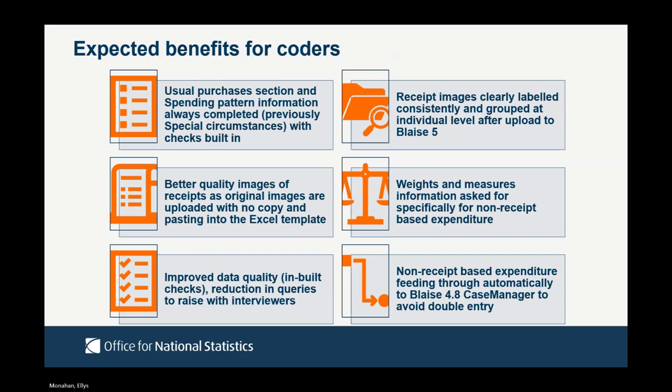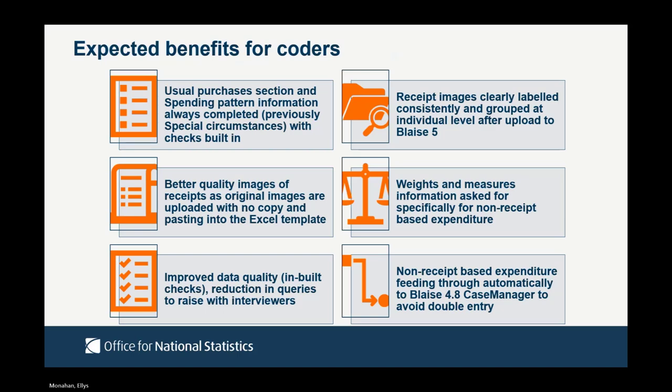So for coders, as the data comes in and they're coding all of the expenditure, the usual purchases section and spending pattern information will always be completed, which will be a bit of a boon. So it differentiates whether the household typically buys full fat milk or semi-skimmed, or if they like 50-50 bread or wholemeal, sliced or unsliced. It just helps get that detail in the data, which we need for some of our customers, and helps with that overall. So the receipt images are clearly labelled and consistently grouped at individual level after upload to Blaise 5. So that helps if we're doing edit queries or we need to look into the data as it comes further on down the pipeline.